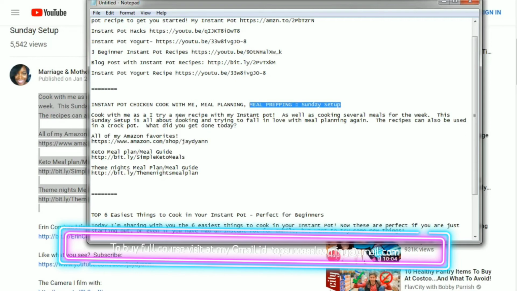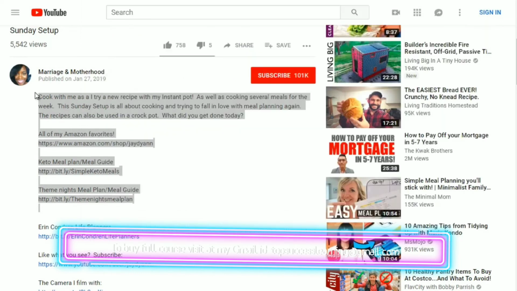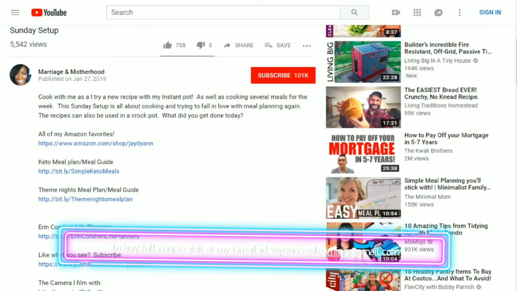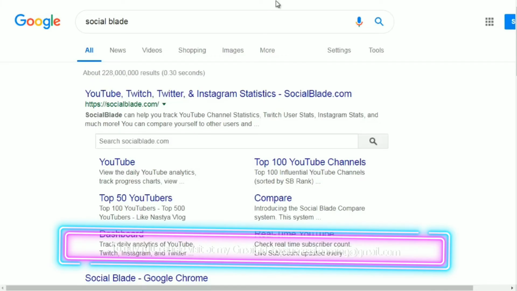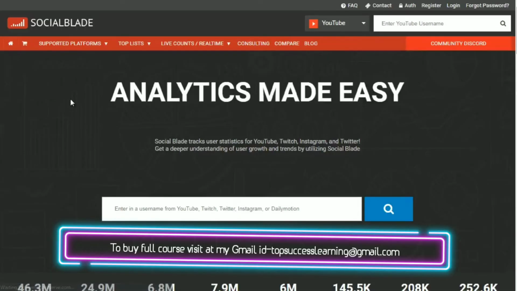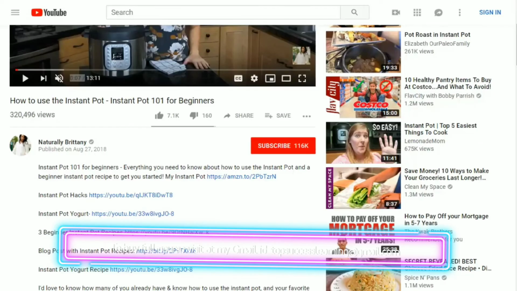Now, you can do some deeper dive competitive research using specific tools. And one specific tool is called SocialBlade. So that's socialblade.com, as you can see here. And I like to use this to get a better idea of the YouTube channel as a whole. Because what you're trying to figure out is, did this person rank because their channel as a whole has a lot of traffic? Or did this person rank simply because of the titles and the description? There are many factors involved, but let's take a look at Naturally Brittany.